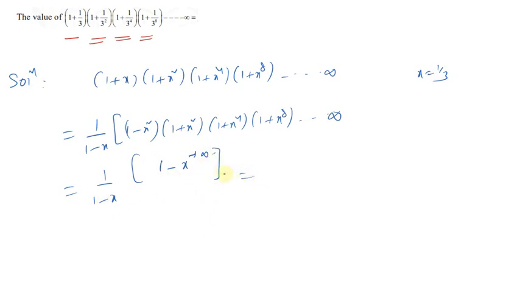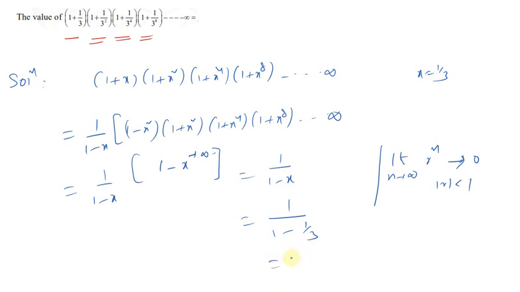Now come to this point. We have particularly one thing: as the limit n tends to infinity, r power n always tends to 0, where r is less than 1. Here x value is 1 by 3, which is less than 1. So this value obviously tends to 0. So what we can write? 1 by (1 minus x). So I think you got your result. So this is 1 by 2 by 3, which is nothing but 3 by 2. Move to the next question.